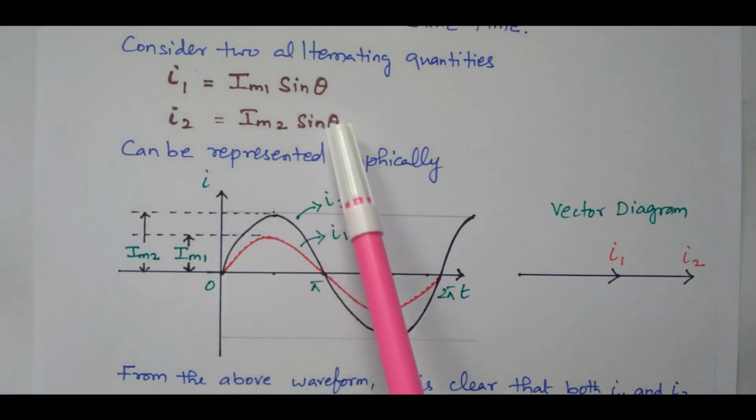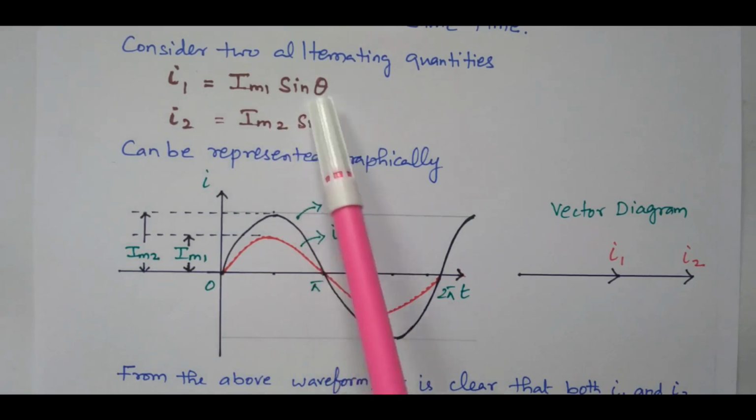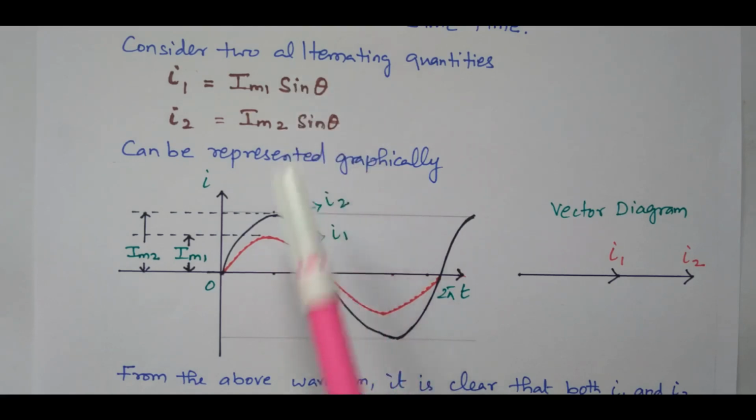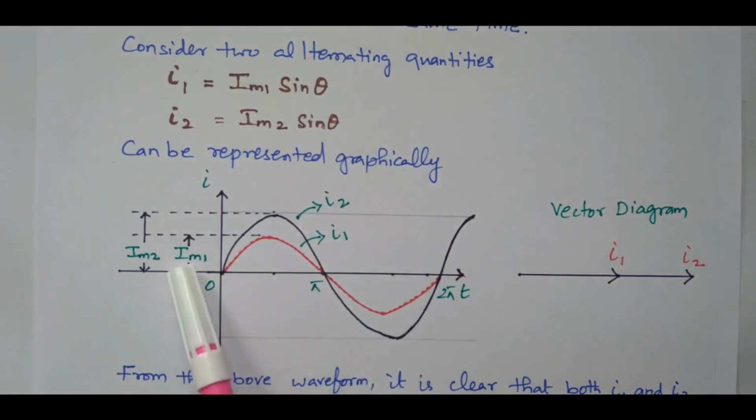That can also be analyzed from the equation. Here sin theta, and here also sin theta. There is no additional angle, which means both are in phase. This is the maximum value of the first waveform and the maximum value of the second waveform. That is represented in the vector diagram: I1 and I2 lie along the same line, with no deviation.